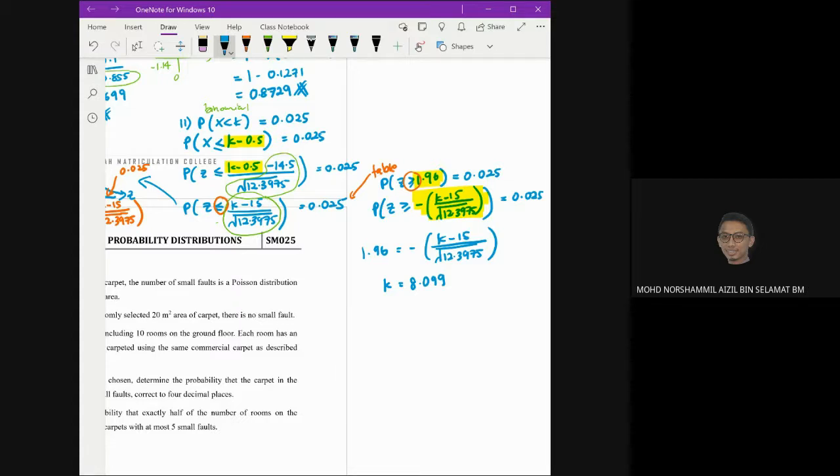guys, K ni kita kena bagi bacaan tepat tau. Sebab K ni datang daripada asalnya. Dia value discrete tau. Discrete ni kena nilai tepat. Jadi K ni kita assume sebagai 8. Boleh tak? Boleh, sir. Okay, K tu kita assume sebagai 8.